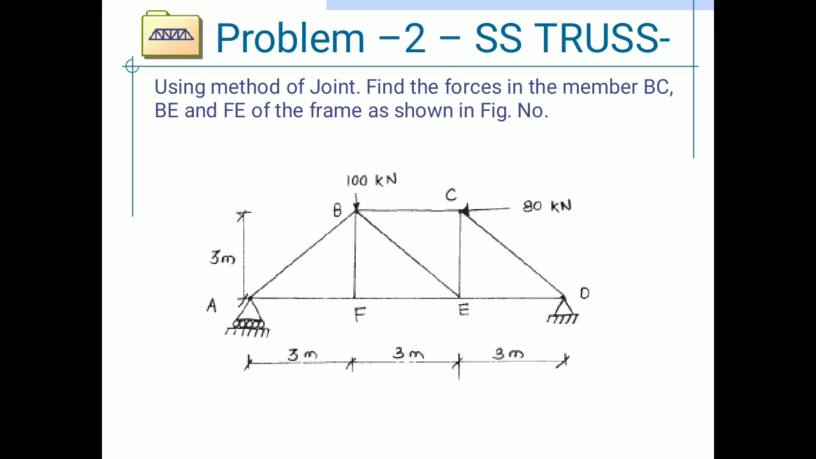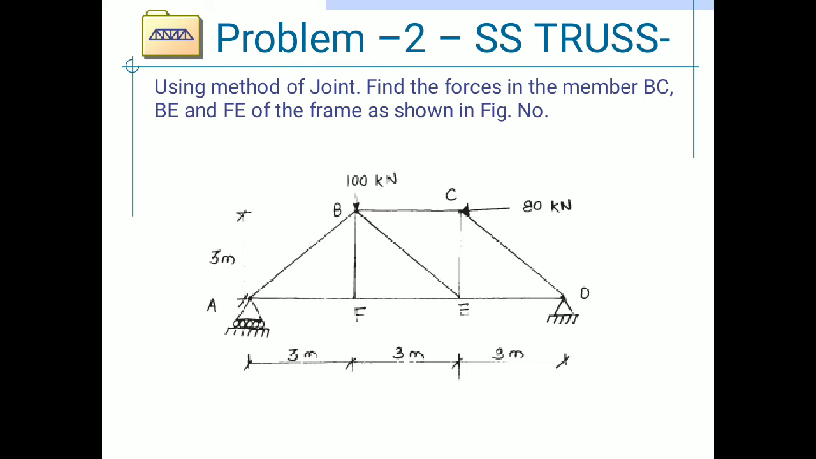Now move on to the second problem, that is the simply supported truss. A simply supported truss is as shown in the figure, in which at joint B, a 100 kilonewton downward force is applied, and at joint C, an 80 kilonewton force is applied horizontally.